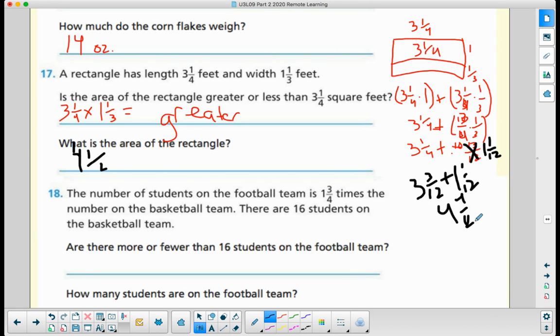No, 4 and 1/3 square feet. Let me talk about that. 4/12. This is supposed to be a 12. 4/12. I know the 4 and the 12 can both be divided by 4, and that's how I got down to 1/3.